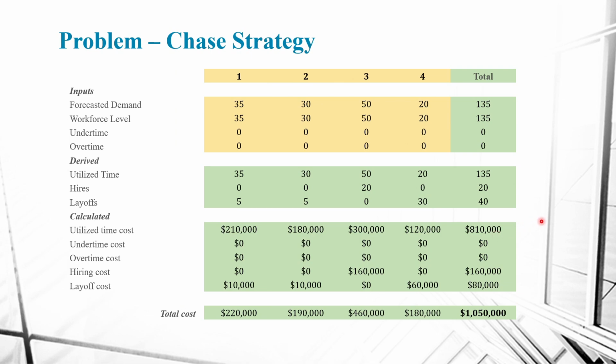Here we have the summary of the cost of implementing the chase strategy. Remember that the chase strategy only relies on hirings and layoffs. The total number of hires was 20 and the total layoffs in 4 planning periods were equal to 40. The cost of fulfilling the demand of 4 periods using the chase strategy is around 1.05 million US dollars. And this is how we calculate the cost of the chase strategy using hiring and layoffs.